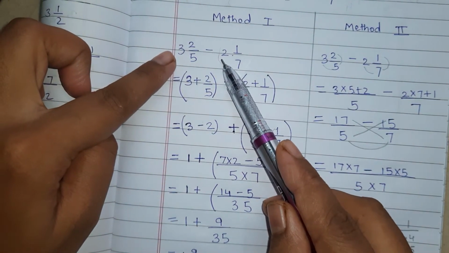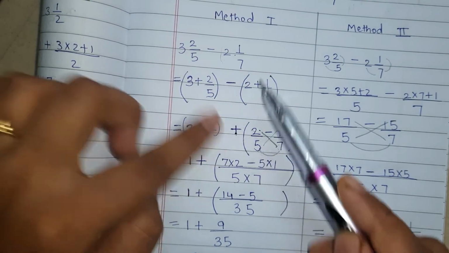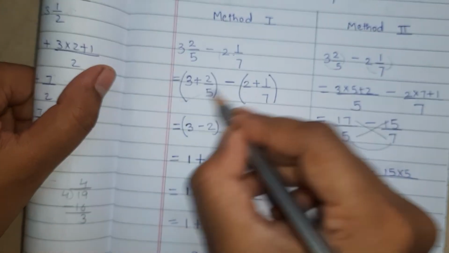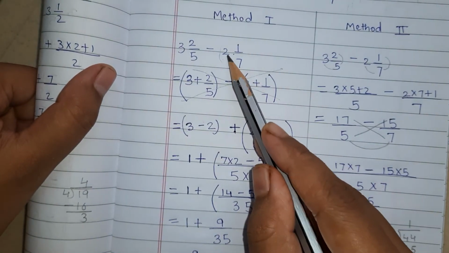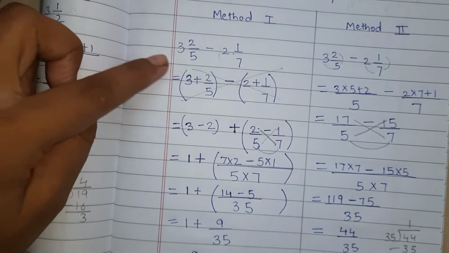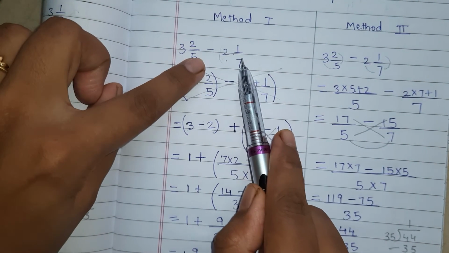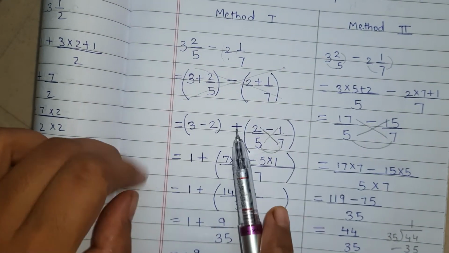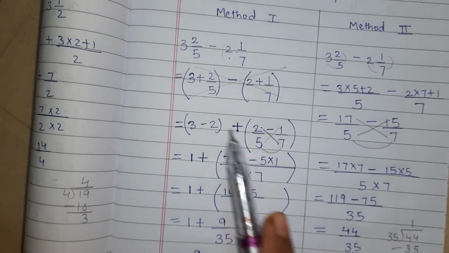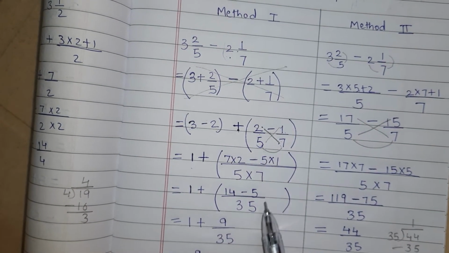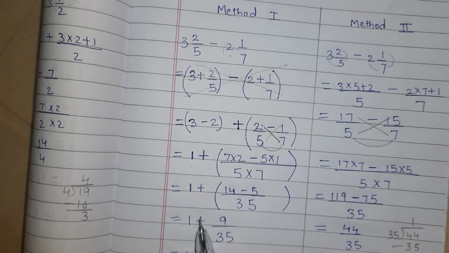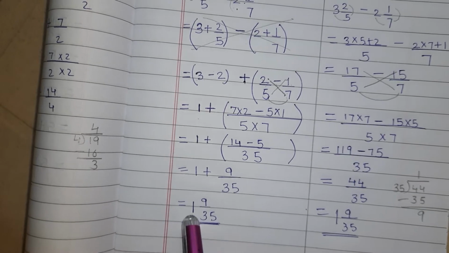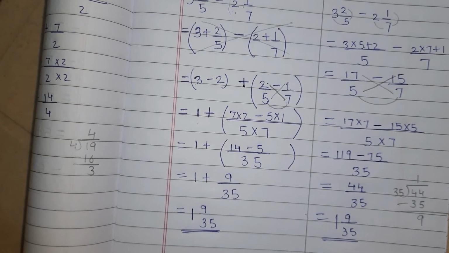Whole number minus whole number and fraction minus fraction. Even if you don't write this step, that is also okay. After this, you can directly write this step. Whole number minus whole number, fraction minus fraction, and the middle sign will be plus. Then solve this bracket separately, this bracket separately, and in the last there will be a plus sign. You have to remove the plus sign, and directly you can write the whole number and the proper fraction.